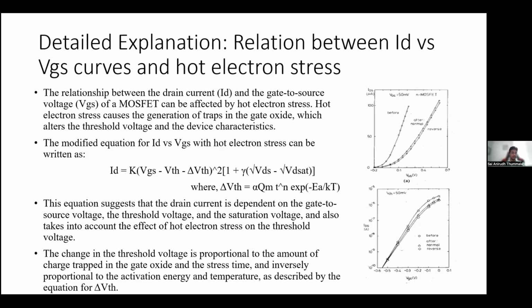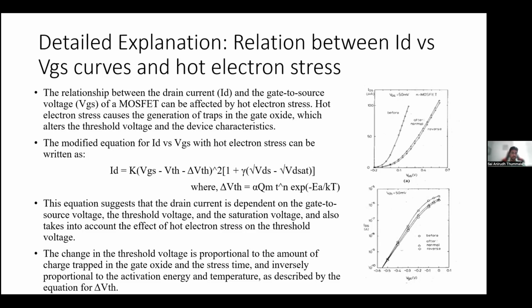we are given an equation for ID and VGS, which is modified. And from this equation, we can see that the drain current is dependent on the gate-to-source voltage, the threshold voltage, and the saturation voltage. And it also takes into consideration the effect hot electron stress has on threshold voltage.